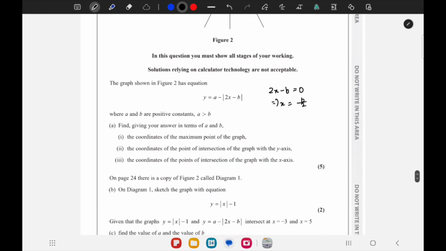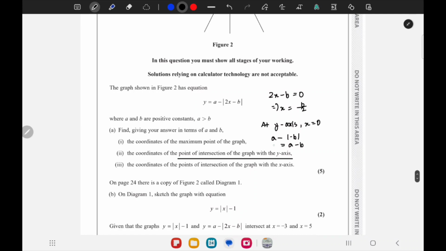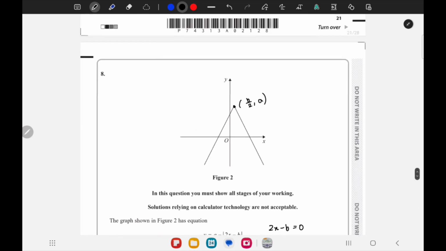Now they want the point of intersection with the y-axis. So at the y-axis x is 0. So a minus b, so we'll have a minus b. This is the x value, this is the y value. So this point over here will be 0 comma a minus b.